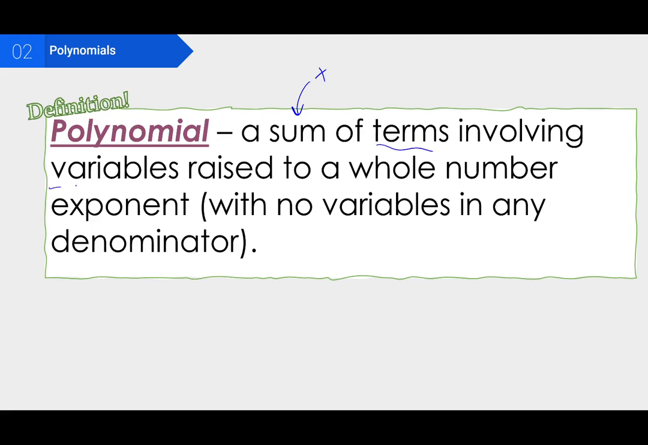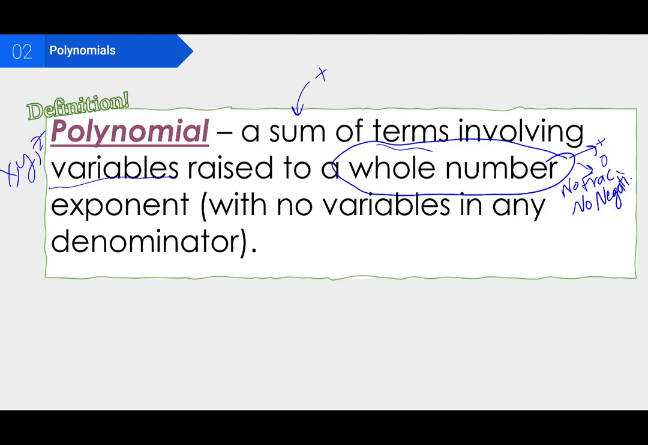And we know what variables are. We've got x and y and z, things like that, raised to a whole number exponent. Whole number means, hopefully you remember, positive whole numbers or zero. So no fractions, no negatives on the variables. Not talking about constants, but on variables. This parentheses part isn't really necessary because we already know that we can have no negative exponents, but we want to make sure that you're aware, no variables in each denominator.